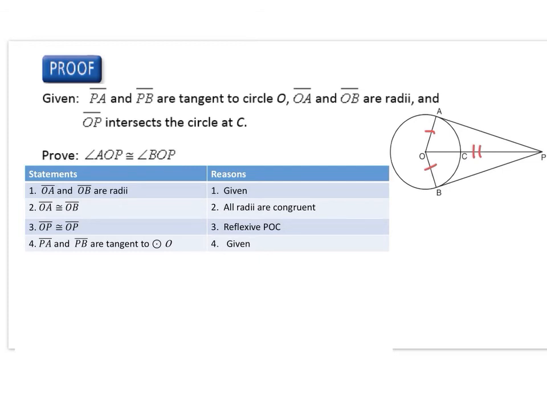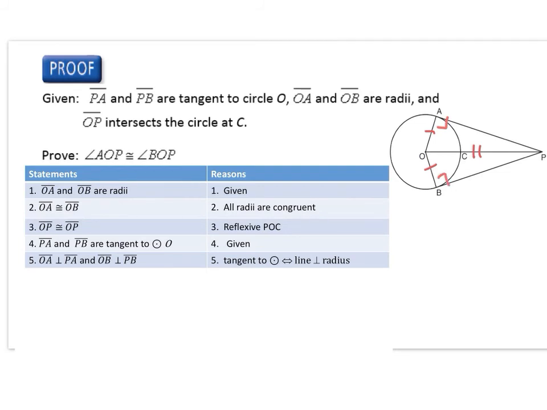We're given that PA and PB are tangent to circle O. We're going to use that information because we can then conclude that OA is perpendicular to PA. That's by one of our new theorems. Tangent to a circle implies line perpendicular to radius. So we're going to go ahead and add in our right angle symbols. We've got 2 right triangles. Well, if we have 2 right triangles, then that means angle PAO and PBO are right angles.